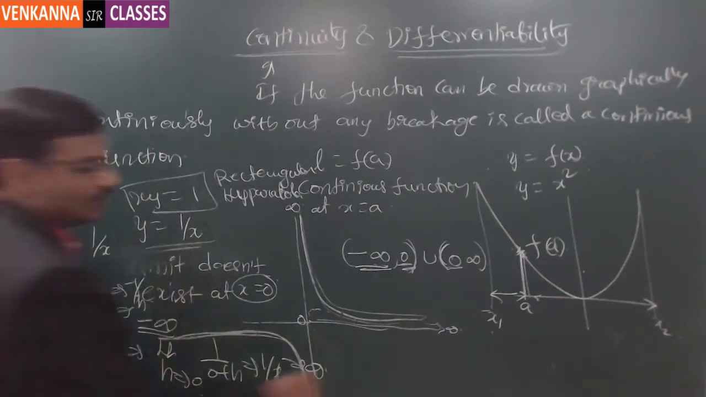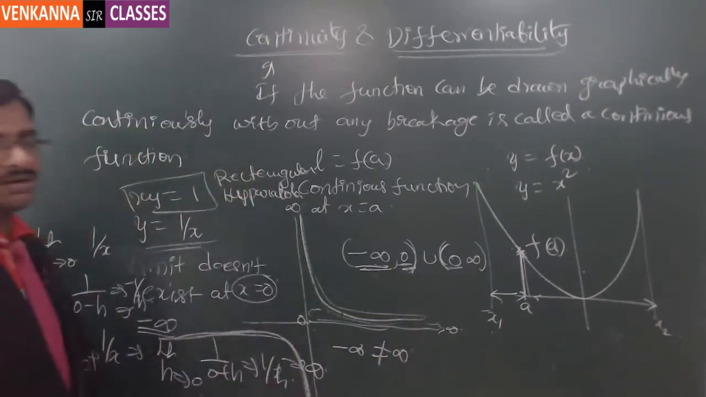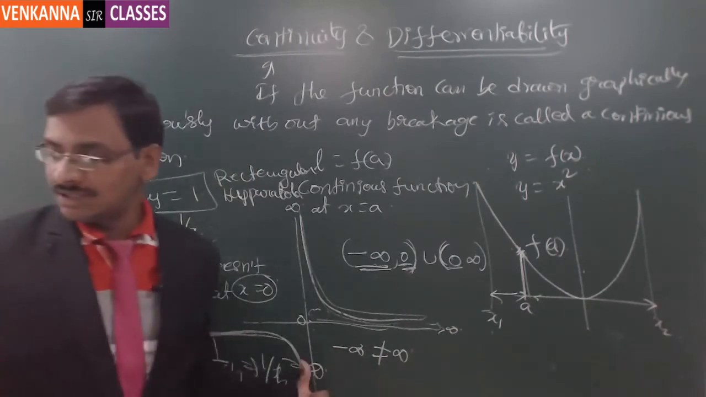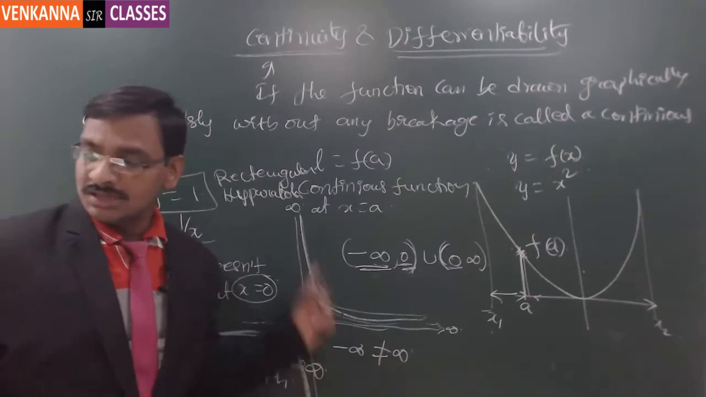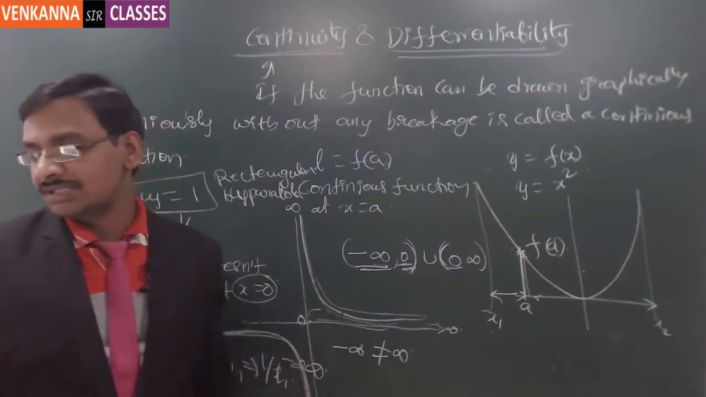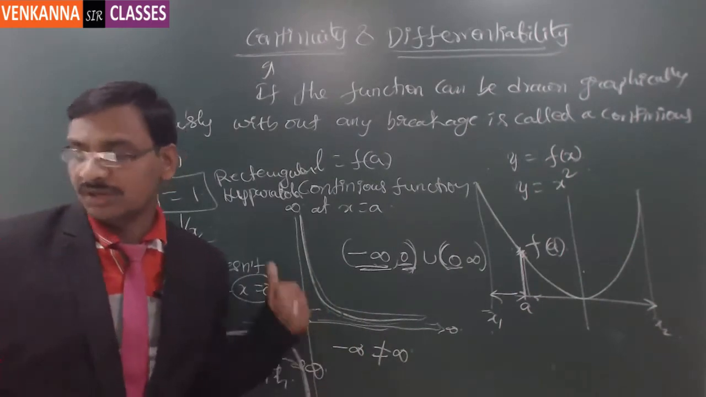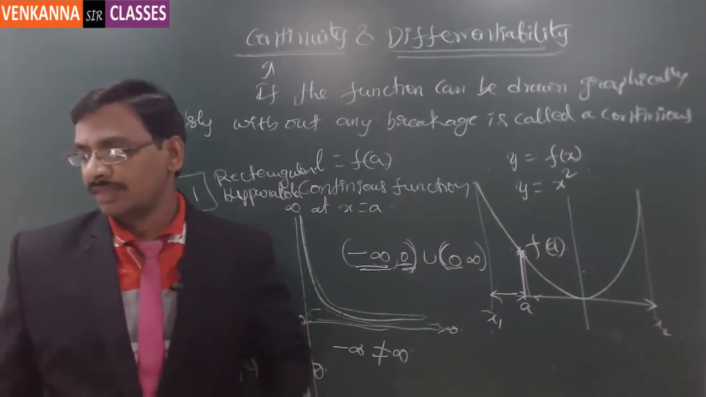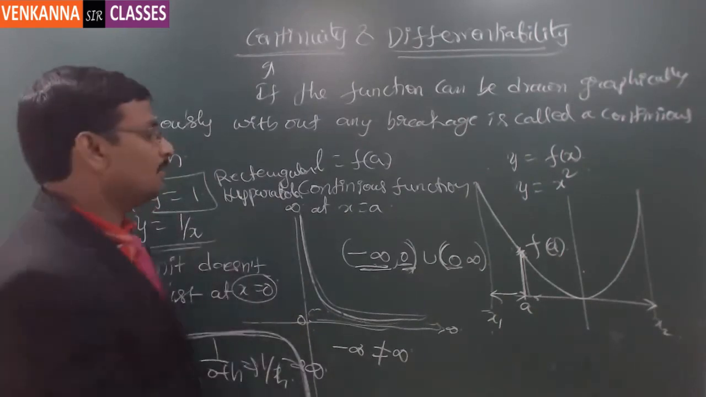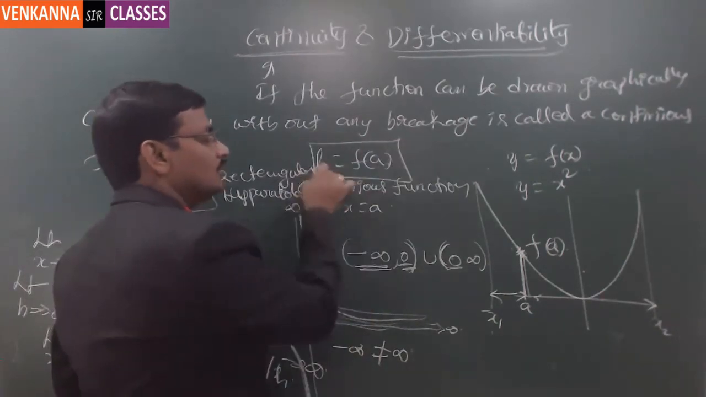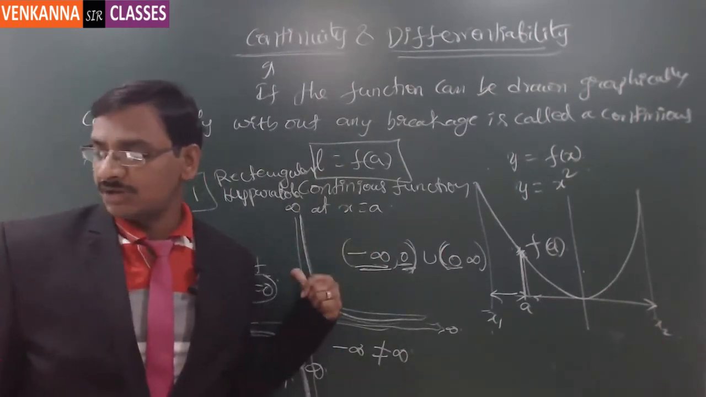That means the left limit is minus infinity and the right limit is plus infinity. These two are not equal. That means the limit doesn't exist there, and then the function is definitely discontinuous. If the limit exists, still there is a possibility of a discontinuity. So for that you will be testing the function value there. Got it or not? The limit value should be equal to the function value. Then you say that the function is continuous at that particular point.